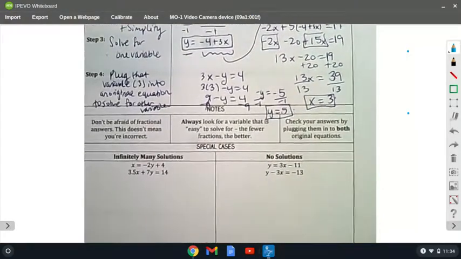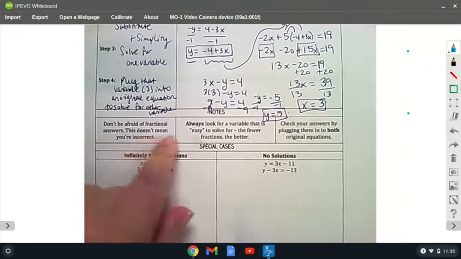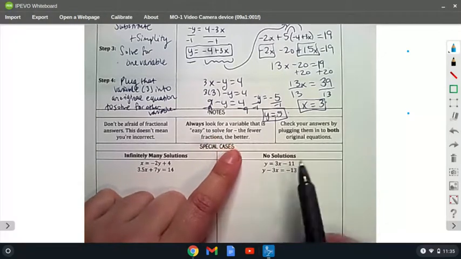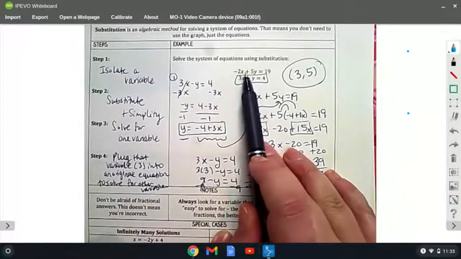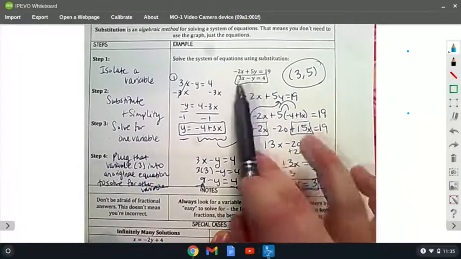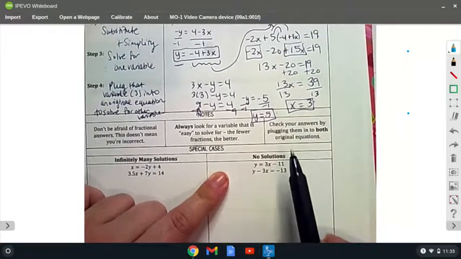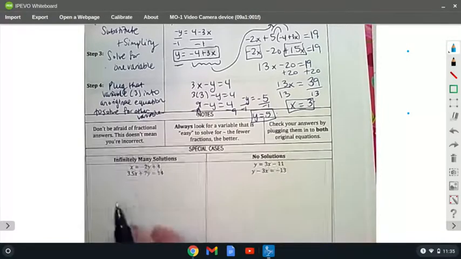Now, just to remember these special cases, don't be afraid of fractional answers. It doesn't mean you're incorrect. Always look for a variable that is easy to solve for. The fewer fractions, the better. So I wouldn't have tried to solve for y or x here because it would have just been too messy. This was easier to solve for. Check your answers by plugging them into both original equations. So this is what we did on Monday. Plugging the point in and making sure it satisfies both equations.